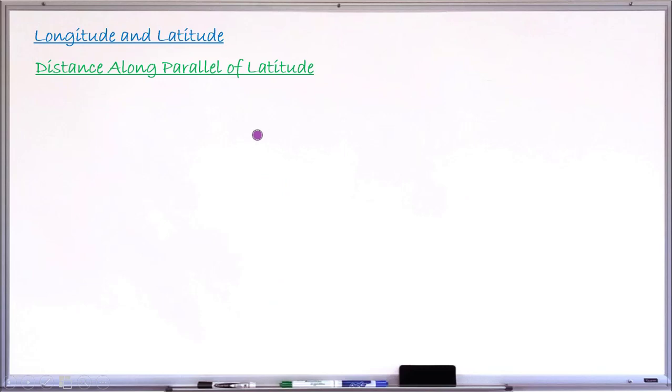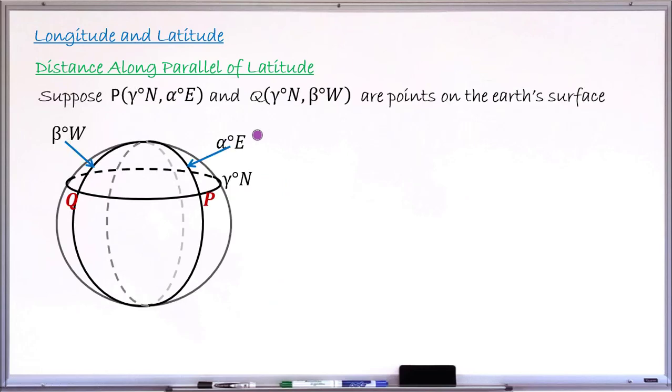My dear student, to begin the lesson, let us consider 2 points: P, which is on the location gamma degree north and alpha degree east, and another point Q, which is on the location gamma degree north and beta degree west. You can see these 2 points P and Q have a common latitude. Look at the common latitude, gamma degree north. So the 2 points P and Q, as you can see in this drawing, happen to be on the same latitude, and that latitude is gamma degree north.